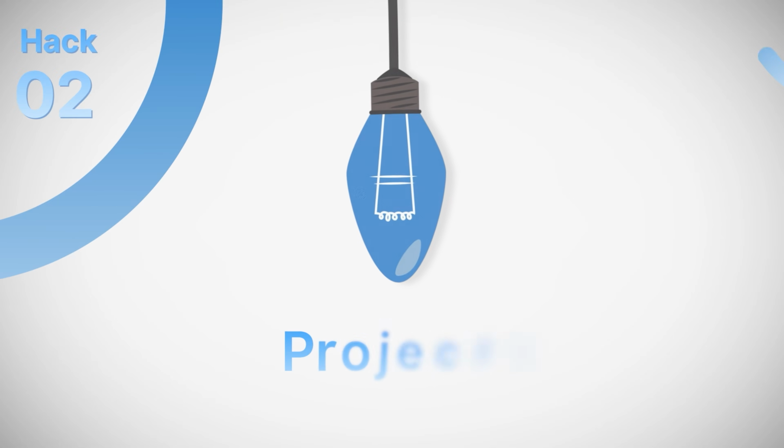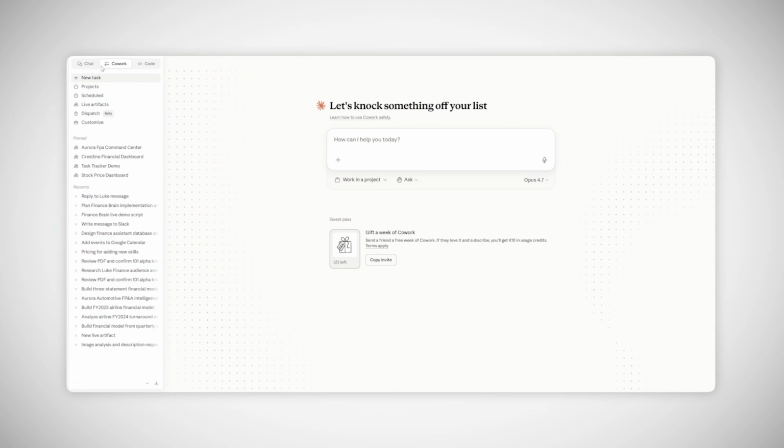Hack 2, projects. Next, we have projects, which sits in the left sidebar and it gives Claude a persistent workspace where your context stays loaded across every session. So instead of re-uploading the same report and re-explaining the business each time you open a chat, the project already holds everything Claude needs before you ask the first question.